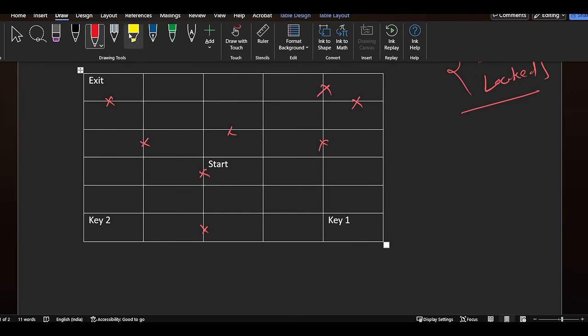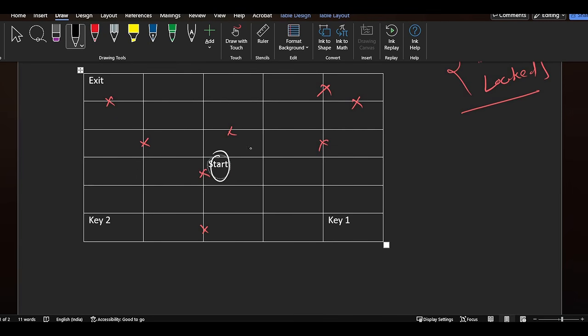This is the basic rule. Suppose we are starting from this start point. But now if we collide with any invisible wall, we will be sent back to this start point. This is the main task.